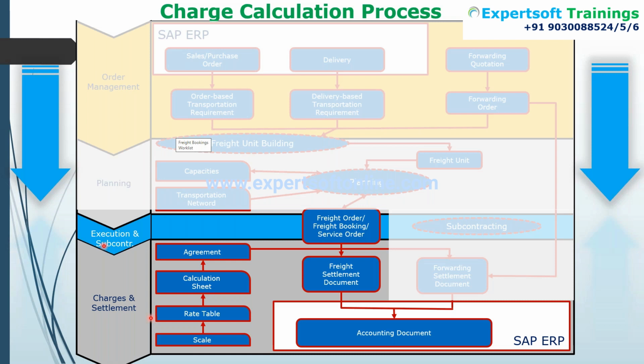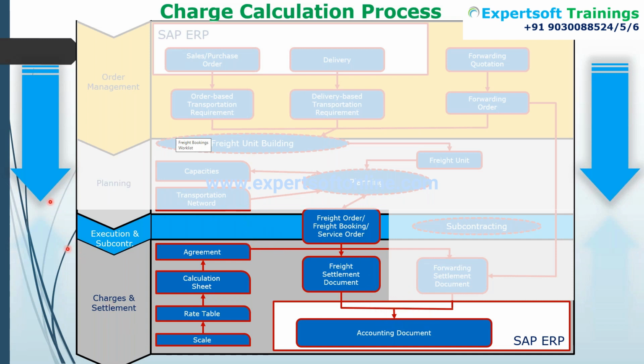Once I know what is the charge I need to pay, and once the particular carrier gives me the invoice, I will try to match them between these two documents. And with the use of a freight settlement document, as I told you, a successor document, the successor document would be your service entry sheet and service PO. Using the service PO, I can place my mirror document.